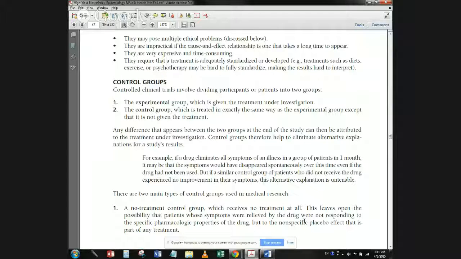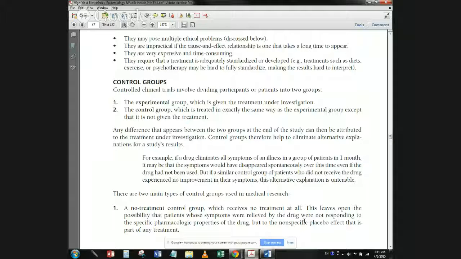For example, if a drug eliminates all symptoms of an illness in a group of patients in 1 month, it may be that the symptoms would have disappeared spontaneously over this time, even if the drug had not been used. But if a similar control group of patients who did not receive the drug experienced no improvement in their symptoms, this alternative explanation is untenable.